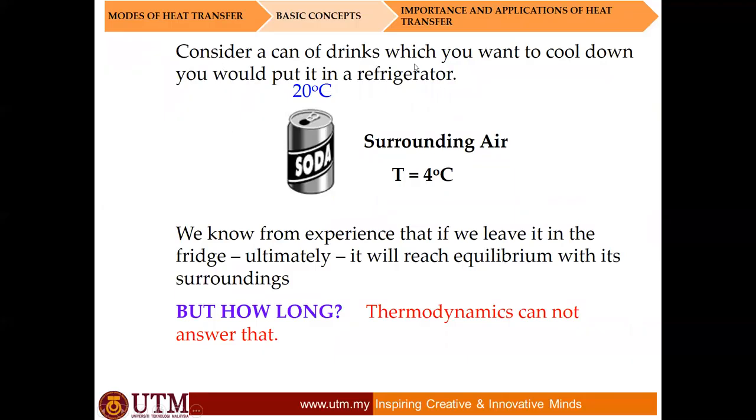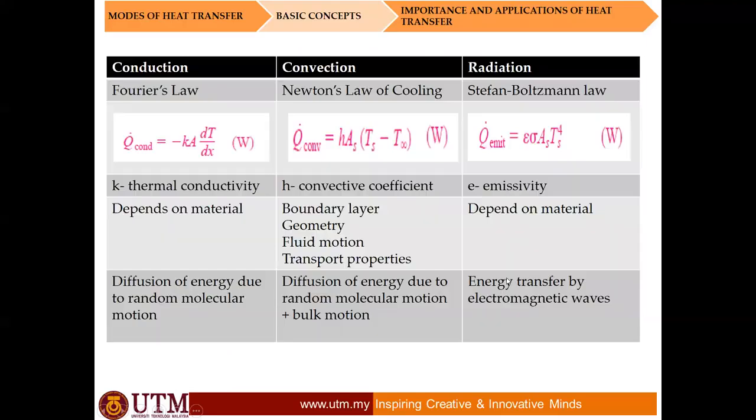So consider a can of drink which you want to cool down. You put it in the refrigerator. Initially, you buy a can of drink at 20 degrees C, and then you put it in your fridge. Your fridge temperature is 4 degrees C. We know from experience that if we leave it in the fridge, ultimately it reaches equilibrium with its surrounding. Eventually the temperature of your soda will reach 4 degrees C. But how long does it take? Thermodynamics cannot answer that. That's why we need heat transfer.